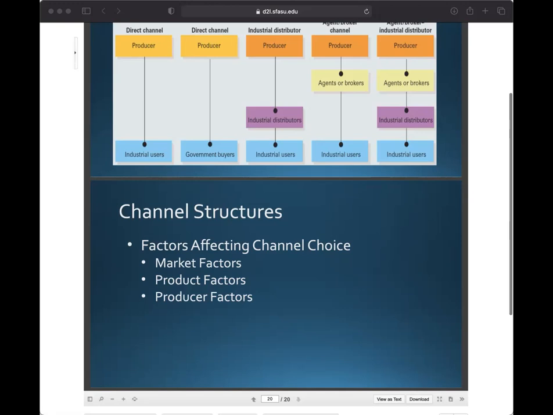This can happen in lots of different ways. Your book will talk about, these slides don't show it, but I want you to look at your book. Your book will talk a lot about intensive, selective, and exclusive distribution and kind of the pros and cons of each of those. And so I want you to pay attention to that and think about the way that companies distribute goods, and how that can affect the supply chain.